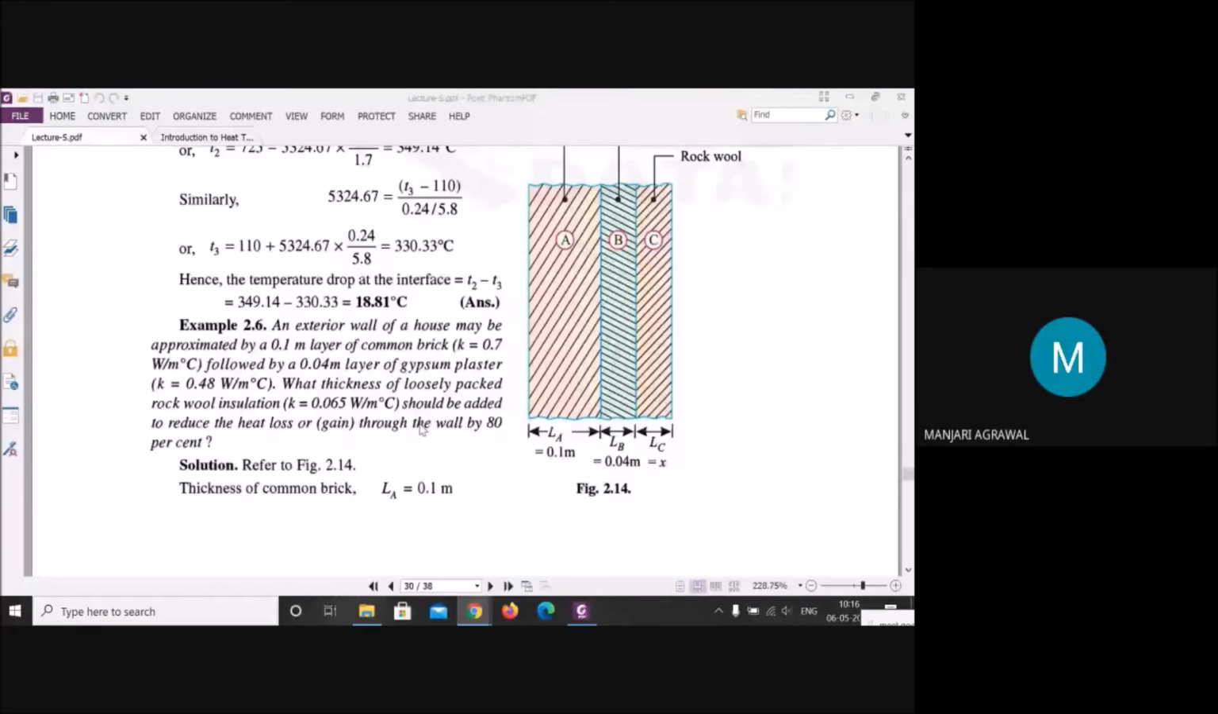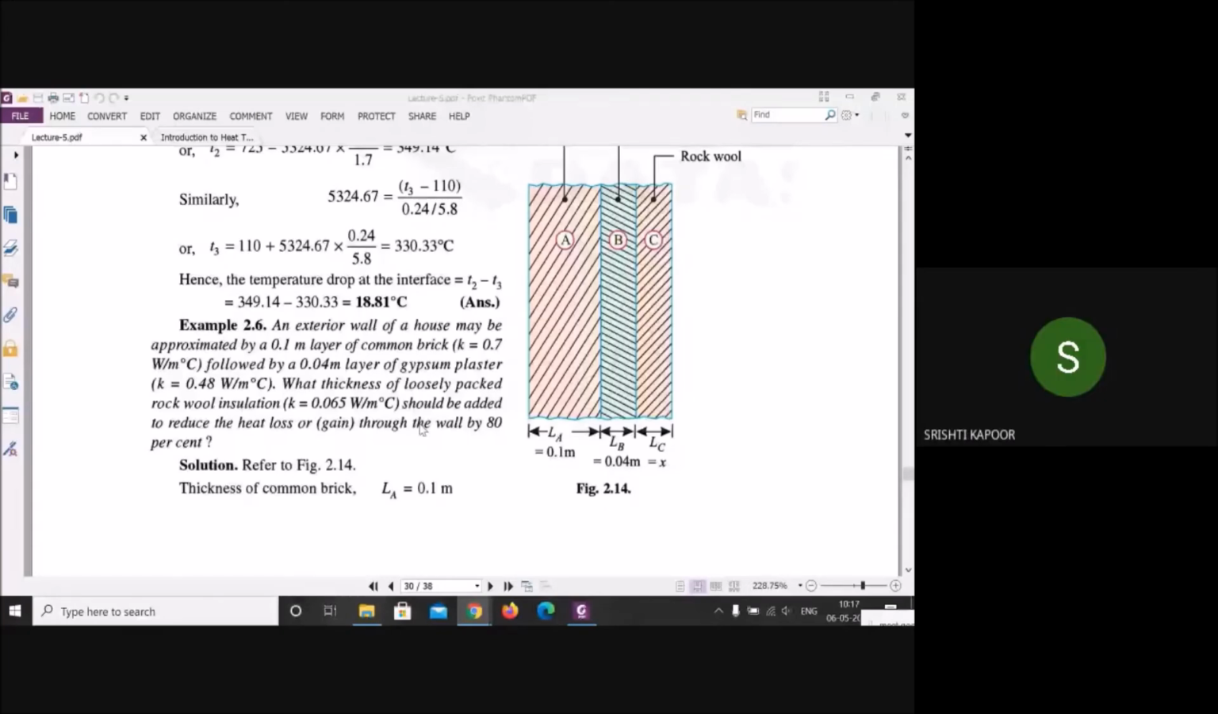Sir, 0.0587. Okay. What is your name? Manjri. Sir, 0.057. Okay. What is your name? Sir, Akshita Sharma. Sir, it's 0.0567. Okay. What is your name? Akansha.